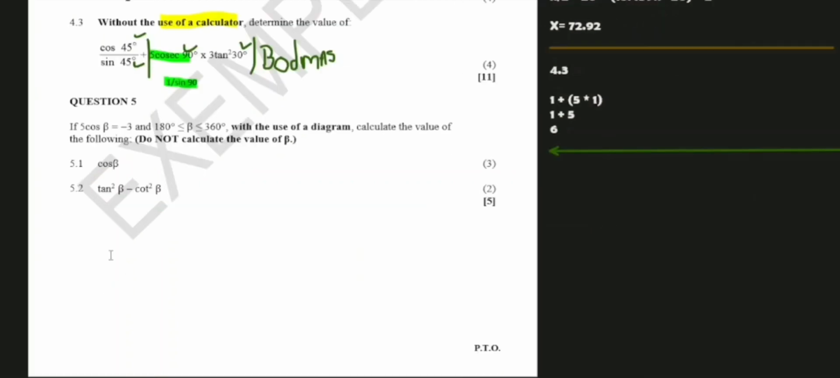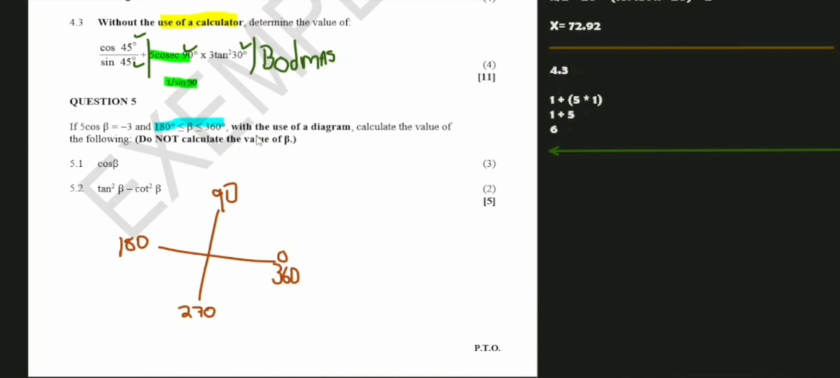For question 5, it says if 5 times cos beta is equal to negative 3, and then for this over here, given that the value of beta is between 180 and 360. So here you have to consult the Cartesian plane. So this is between 0 and 90, 90 and 180, 180 and 270, and then 270 and 360.